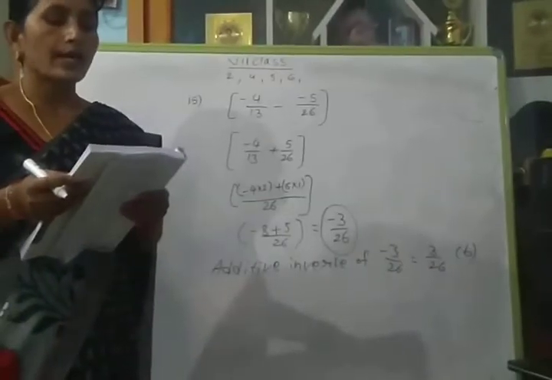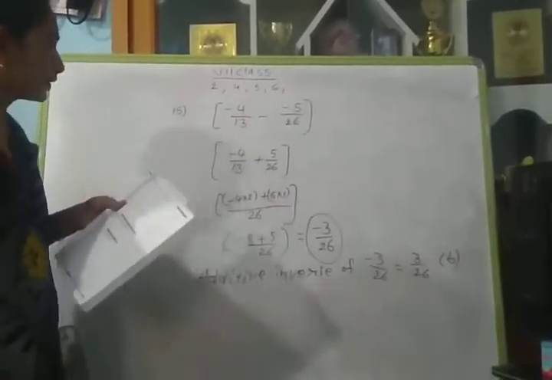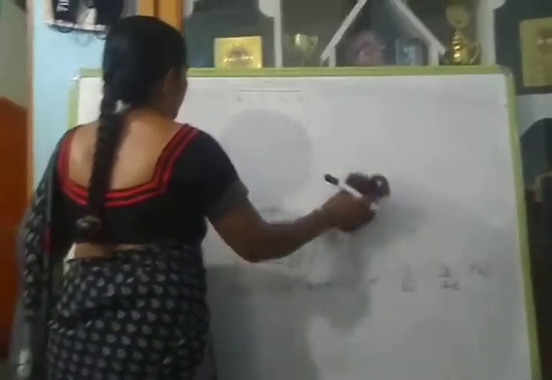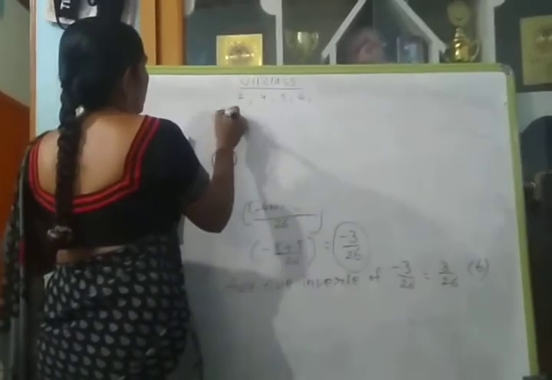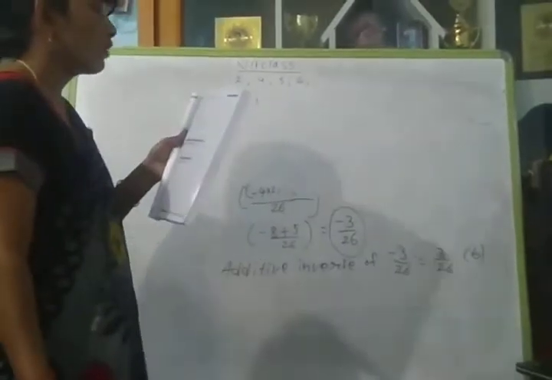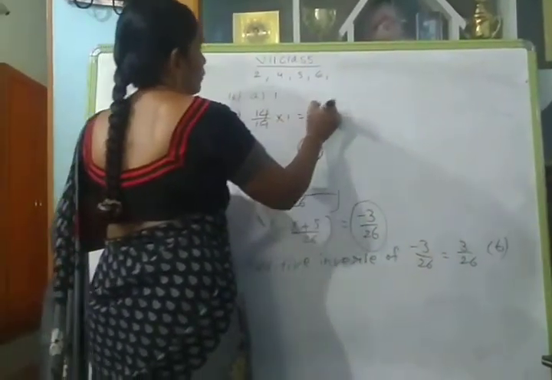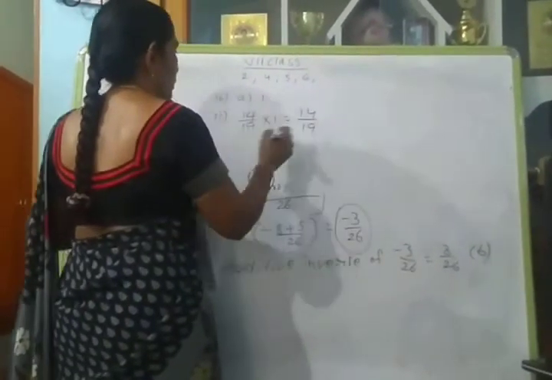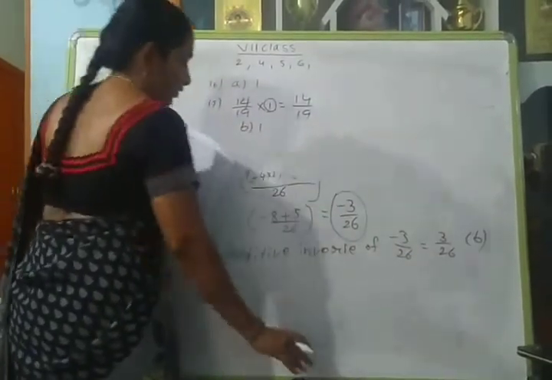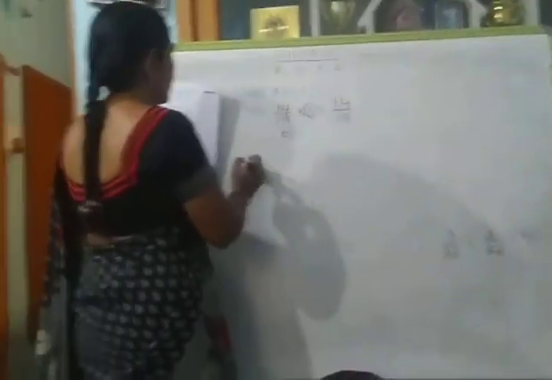Next, the multiplicative identity in rational numbers. Multiplicative identity, which is multiplicative identity? 1. So 16th one, which option is correct? Option A, 1. 17th one, the multiplicative identity of 14 by 19, 1 only. 14 by 19 into 1 we get 14 by 19. Same number we have to get. So 1. Answer what? 17th one also 1. Identity there.